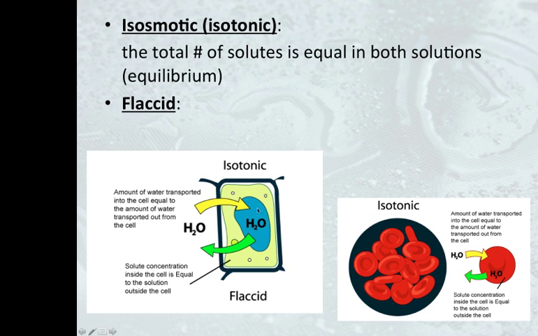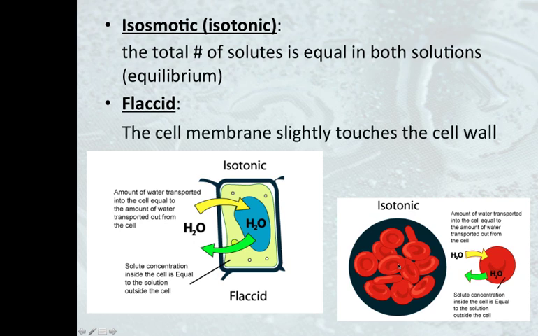Here we have a cell, right here, and on the outside of the cell we have a solution. And we're saying that these two solutions are equal in their concentration of solutes, and they are said to be isoosmotic. And the flow of water is going to be equal inward and outward from the cell. If we look at these red blood cells on the right here, they're neither shrinking nor expanding. They're said to be flaccid, because the movement of water is equal in and out of the cell.